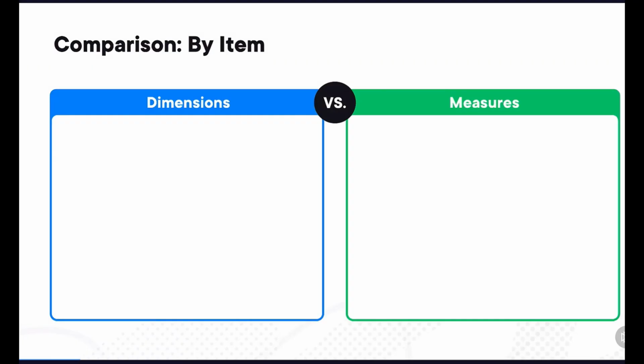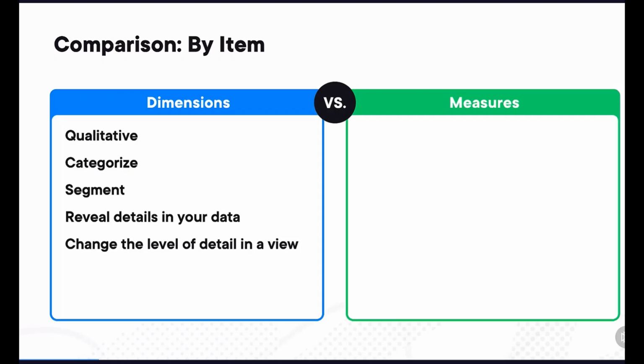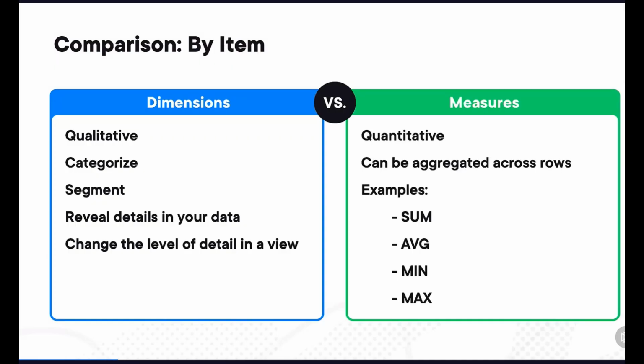Once again, dimensions contain qualitative values. So you can use dimensions to categorize, segment, and reveal details in your data. Adding a dimension to a view will change the level of detail, while measures contain quantitative values and can be aggregated across rows. Some examples of aggregations are sum, average, min, and max.